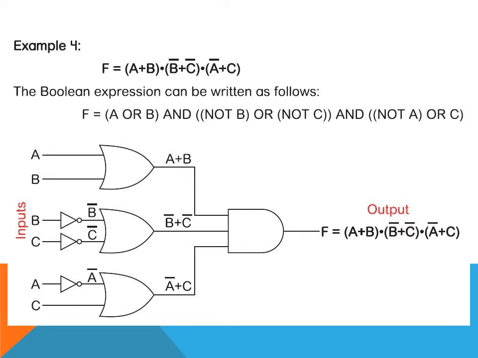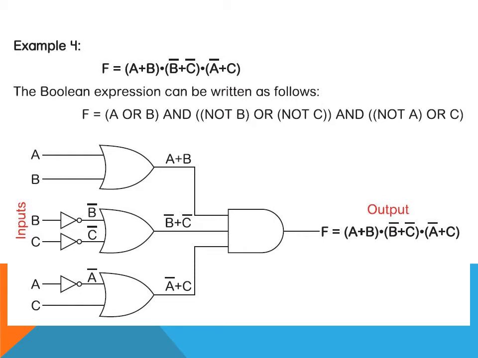Then the function can be written in the Boolean expression form as: A plus B will be written as A or B. B bar plus C bar will be written as not B or not C. A bar plus C will be written as not A or C. And all these three parts will be combined by an AND gate because there are multiplication signs between them.